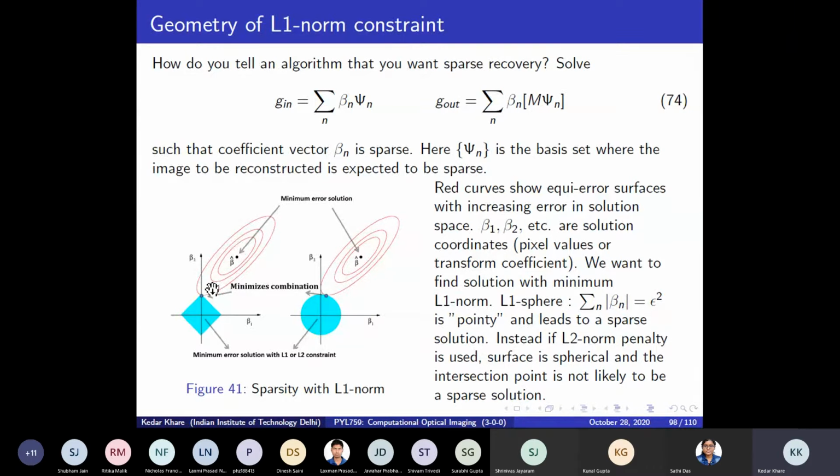But if you keep a sufficient alpha, then you get to a solution point. This contour is a solution point where the error has a higher numerical value than the minimum error point. But it intersects the L1 sphere at such a point that typically your solution is sparse. So this is a very geometrical picture. It may take you some time to imagine this, but this is the best you can do in terms of explaining this.